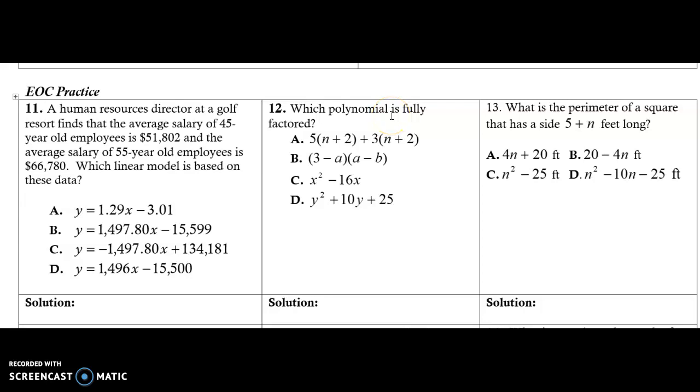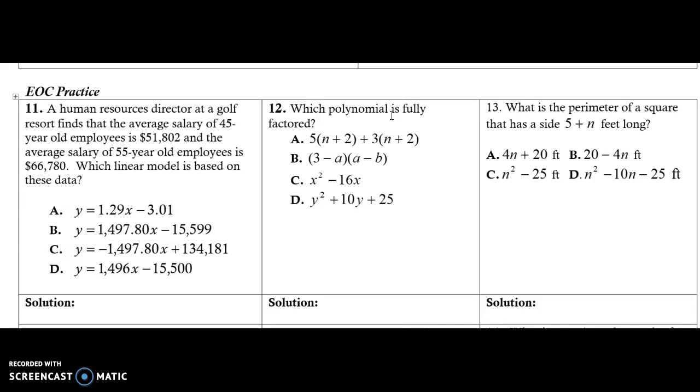Alright, so looking at number 11, it asks us to write this in a linear model. So remember, linear means mx plus b, because that's the equation of a line. So typically we need to find the slope and the y-intercept. We can find the slope if we have 2 points. So reading this word problem, I can have 1 point.